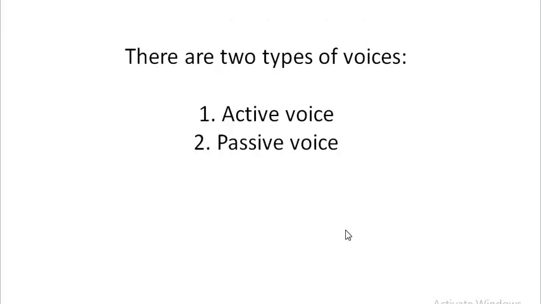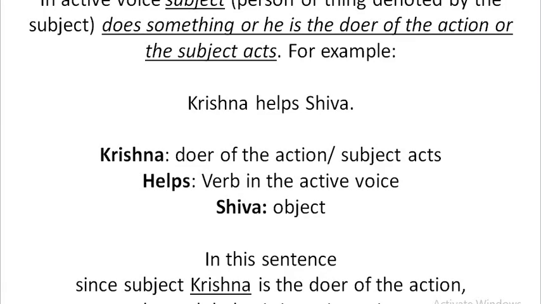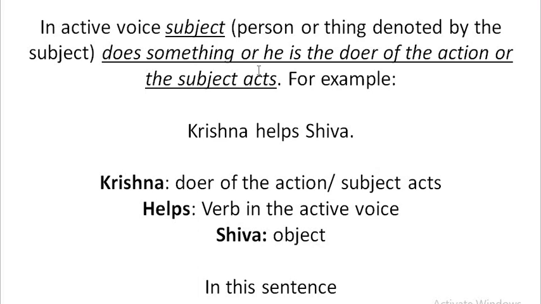So one is active voice, the other is the passive voice. So when the subject is the doer of the action, that will be in active voice, and when the subject is the receiver of the action, that one will be in the passive voice. Now here you can see with more examples. Now in active voice, the subject does something, or he is the doer of the action, or the subject acts.